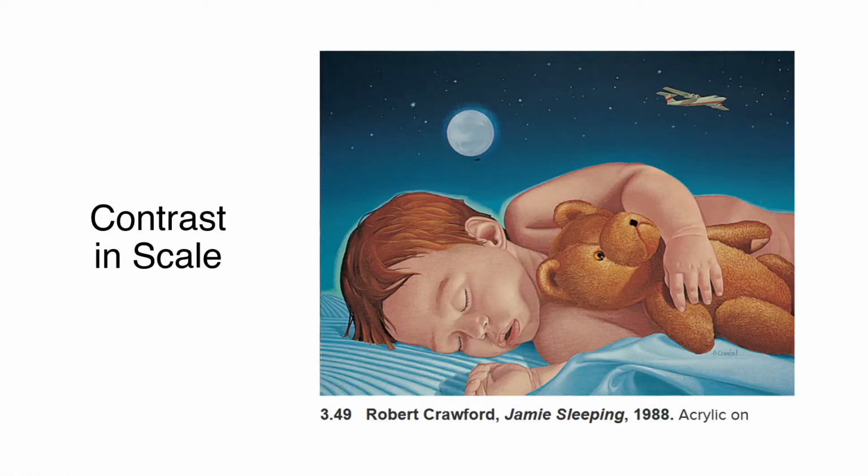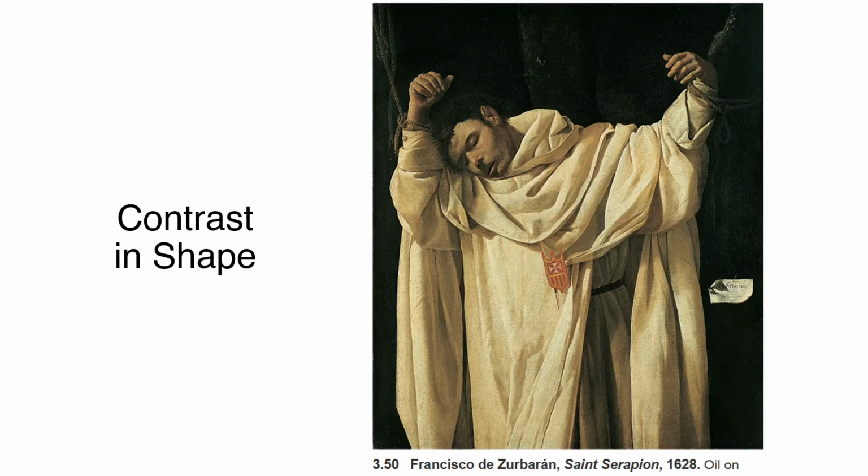Contrast in scale: the small airplane and the moon become charged with meaning when combined with the image of an impossibly large sleeping child. And next is contrast in shape. This is a brilliant example of contrast by shape as well as emphasis by separation. The small note pinned at the right edge of the canvas gains so much power that it easily balances the larger figure, filling the rest of the frame. You can see this guy and this.